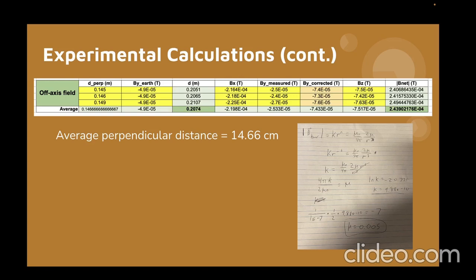Continuing on, we observed an off-axis field, so at 45 degrees, and you'll see that the average perpendicular distance was 14.66 centimeters, and the direct distance at the angle was 0.207 meters. And on the right, you can see the calculations for calculating mu using the formula given and the Biot-Savart law. We can calculate that mu is 0.005.